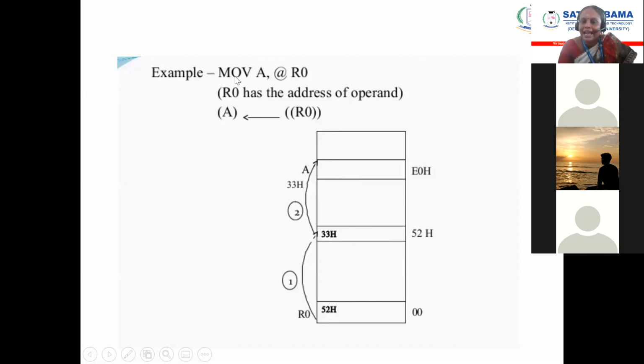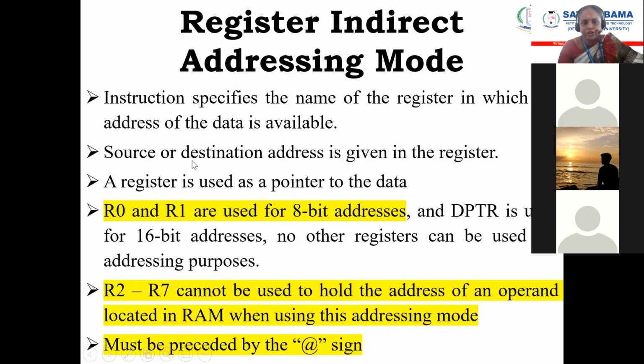So MOV A, @R0 means @R0 specifies the address of the operand. Are you clear? @R0 specifies what? Address. Now I will move on to this instruction. You just see this instruction specifies the name of the register in which the address of the data variables is there. Source or destination addresses are given in the register.